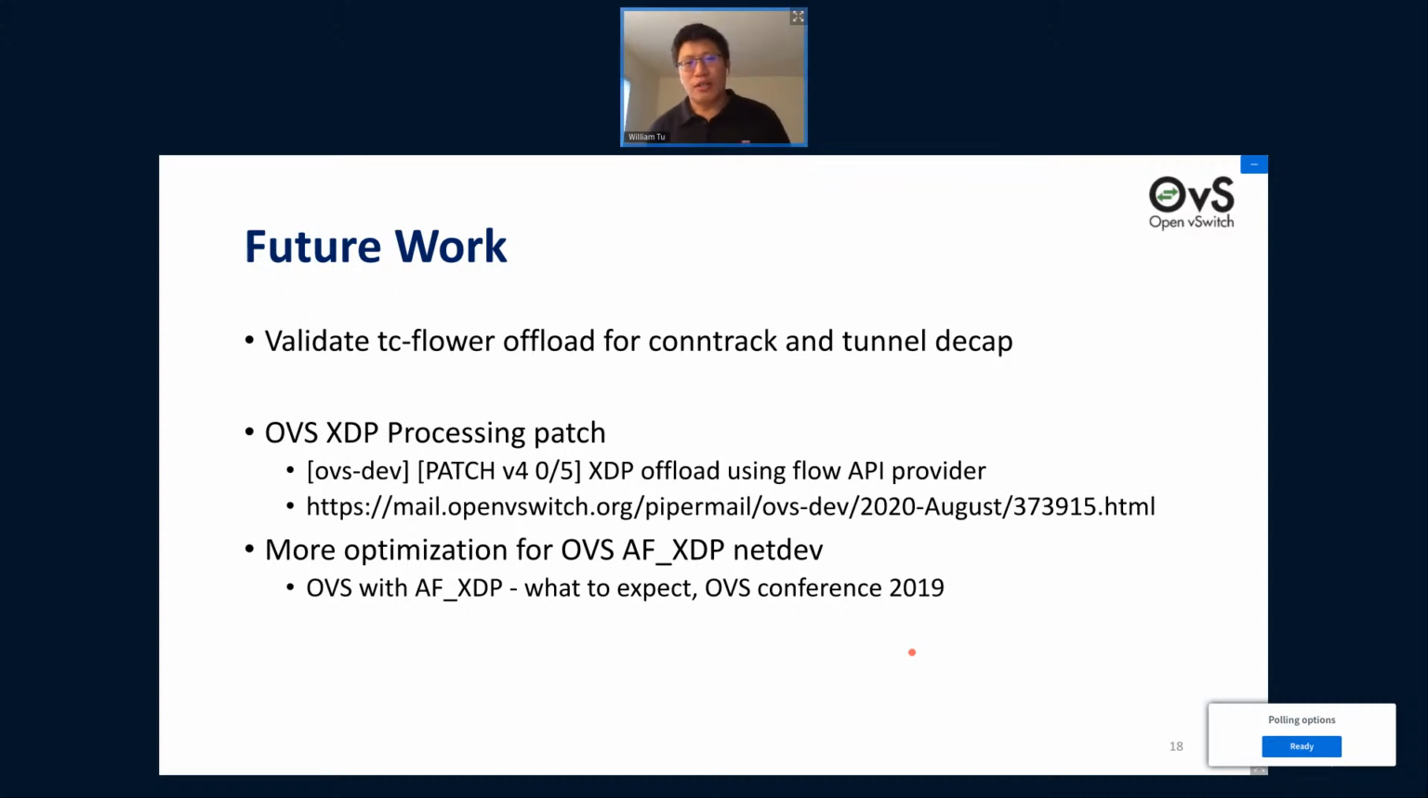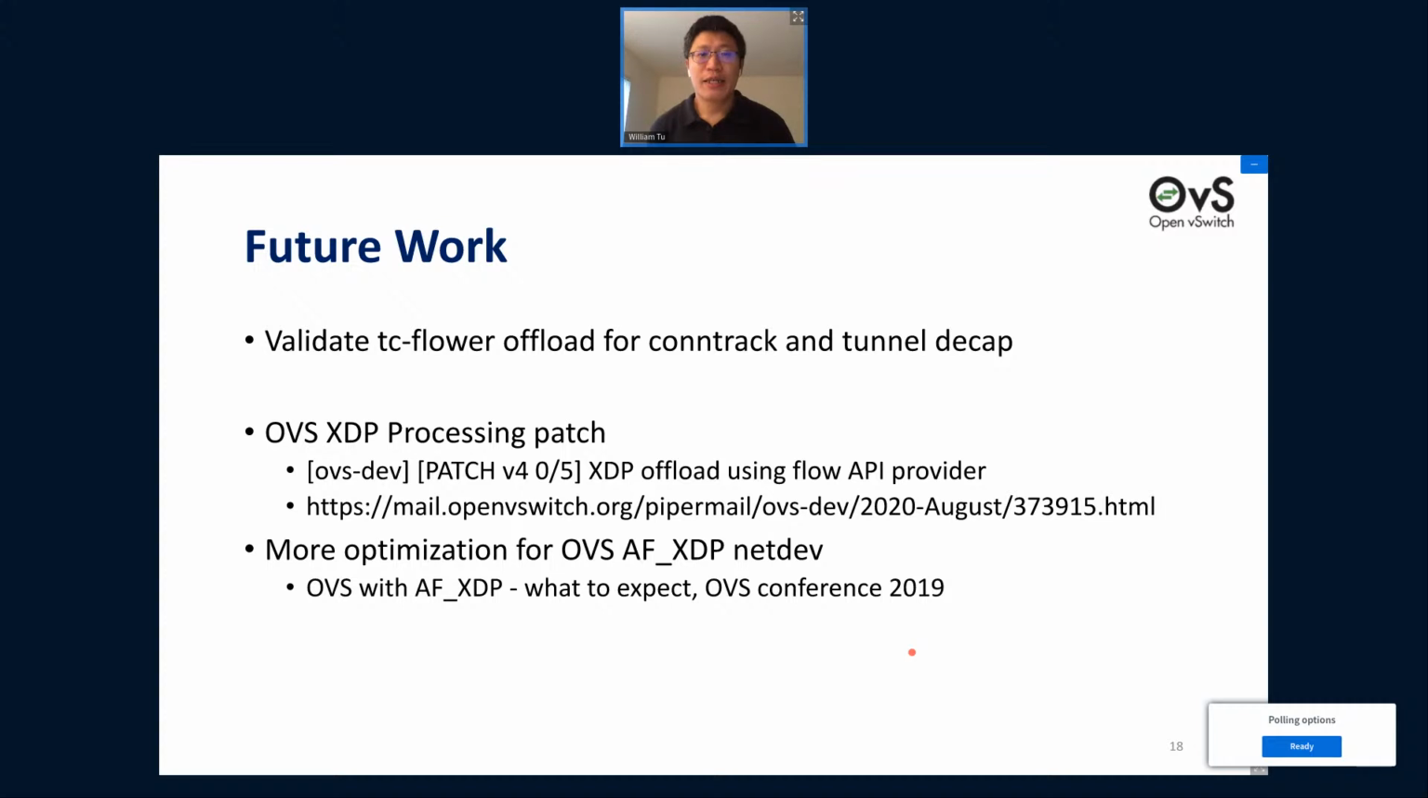For the future work, we are still doing a couple of experiments to validate how TC Flower offload works with the design. We tried pretty basic things first, like parsing the protocol headers, sending the packet to the VM and back, and we tried VXLAN tunnel encap. We also tried basic connection tracking, matching on the connection tracking state. But there is still a lot of work to do, like tunnel decap and more connection tracking experiments.